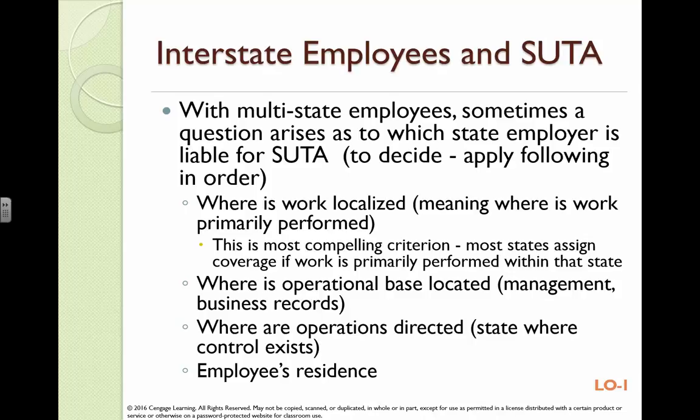And conversely, if you're a Montanan working in Idaho and you get laid off, where are you going to claim unemployment from? Are you going to claim it from Idaho? Are you going to claim it from Montana? These are the kinds of questions. So really these four blue bullets are what employers are required to look at to determine where to pay their SUTA premiums. The first thing they look at is, where is the work localized?